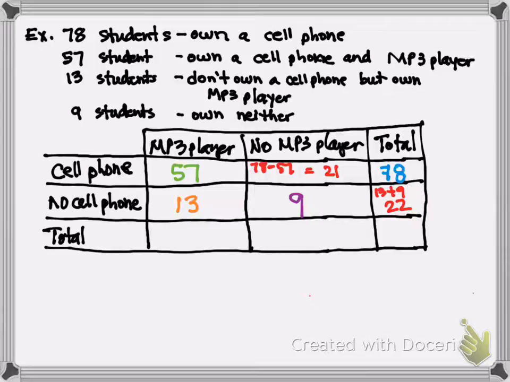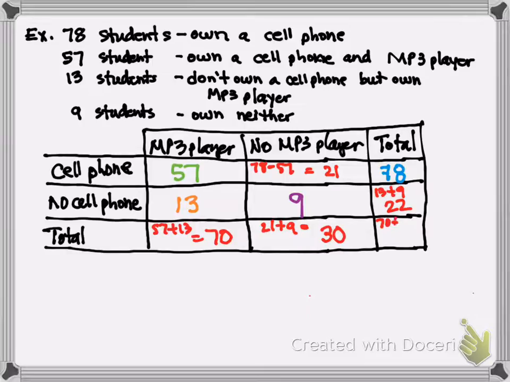57 plus 13, I got 70. Fabulous. Okay, what else? Julia E? 21 plus 9 equals 30. Okay, wonderful. We got one more. What's the granddaddy, Paul? 70 and 30. Grand total is 100. Now here's what's interesting.